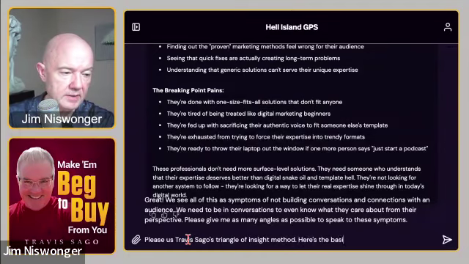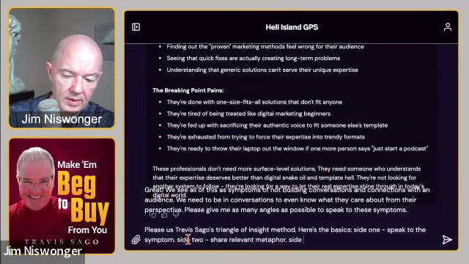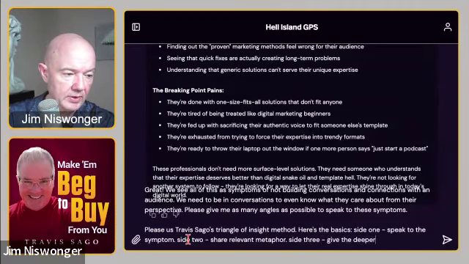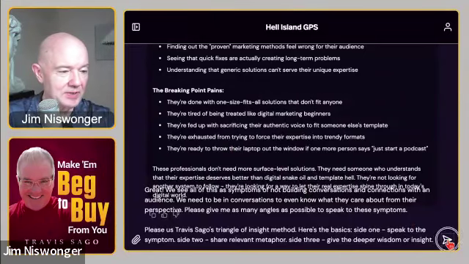Here's the basics. Side one, speak to the symptom. Side two, share a relevant metaphor. Side three, give the deeper wisdom or insight. We'll see what it does. I haven't used the tools to try the triangle of insight, but with just those simple instructions, we'll see what it does.